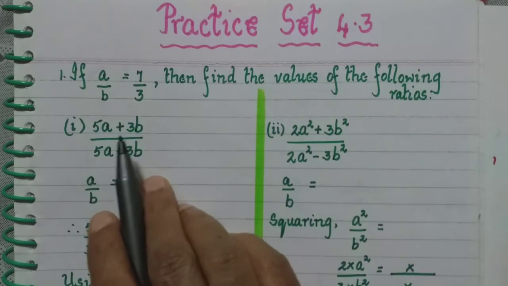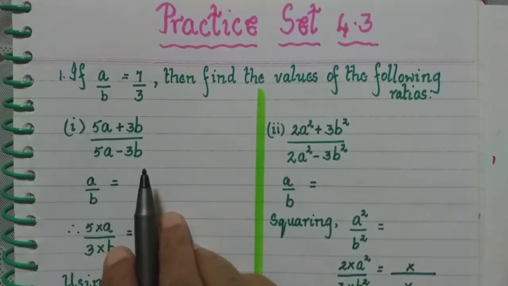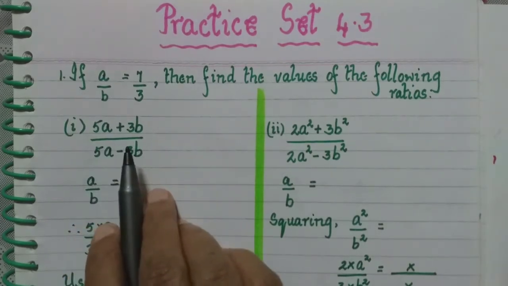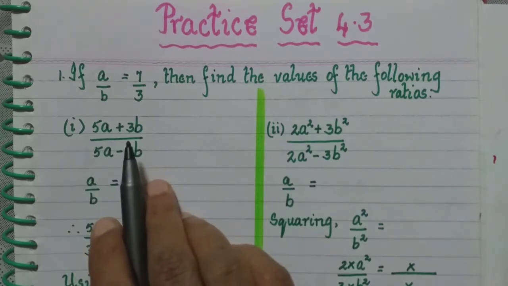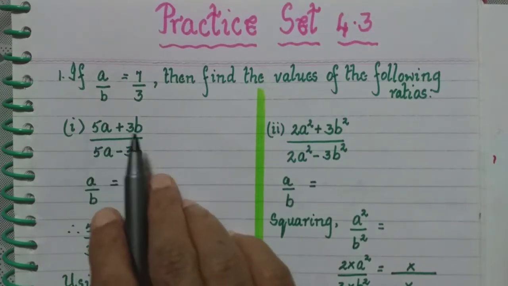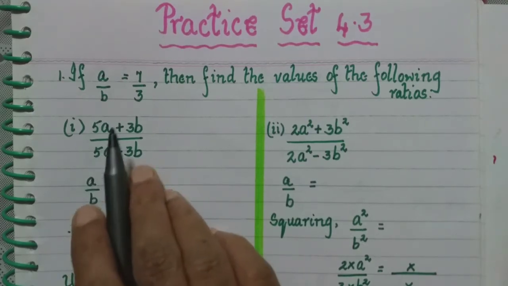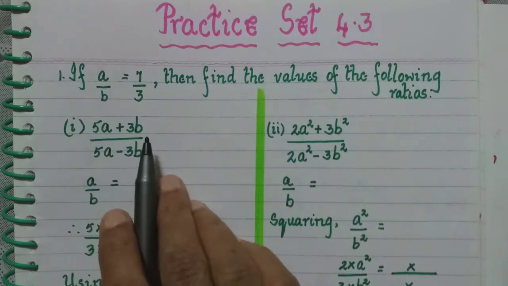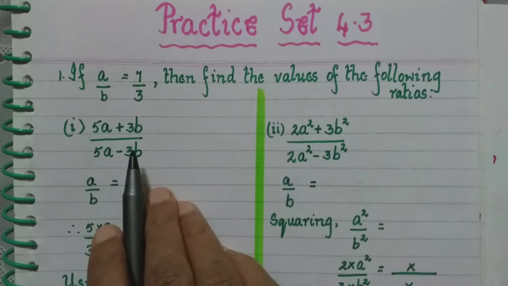Now here you have (5a plus 3b) upon (5a minus 3b). First of all, look at the coefficients of a and b. The coefficient of a is 5 and the coefficient of b is 3. So first we try to get the fraction 5a upon 3b. Then we can apply whichever property we need to apply.